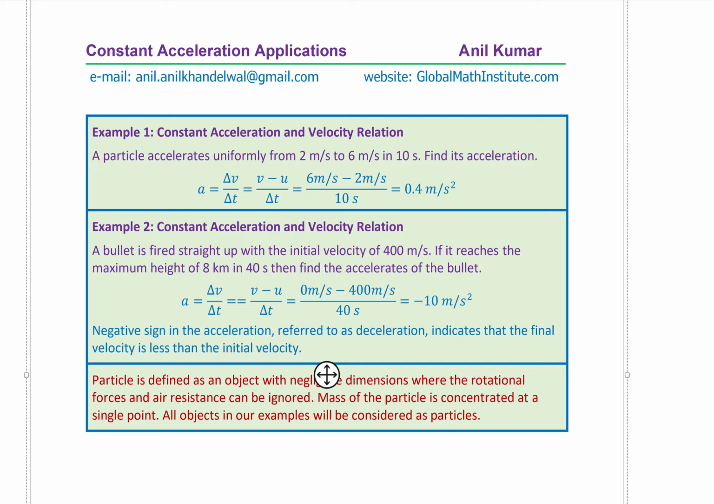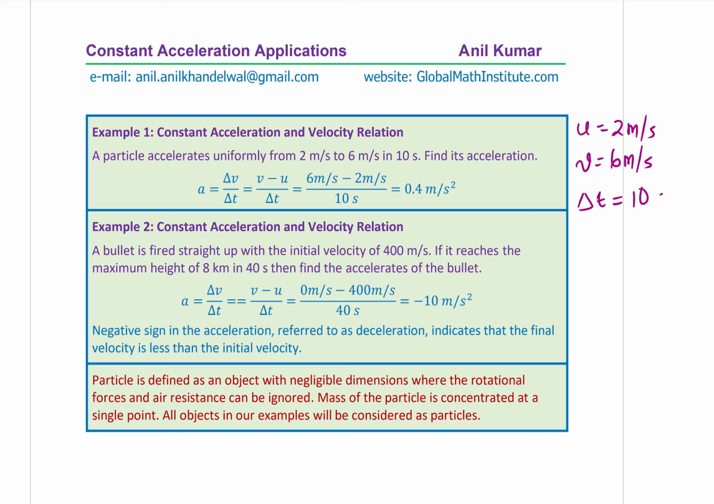It is a good practice to always write what is given to us. So when a question like this is there with us, we'll say a particle accelerates uniformly. So we know a is constant, so we can apply these formulas. The initial velocity is 2 meters per second, the final velocity is 6 meters per second, right? In 10 seconds means delta t, the change in time, is 10 seconds.